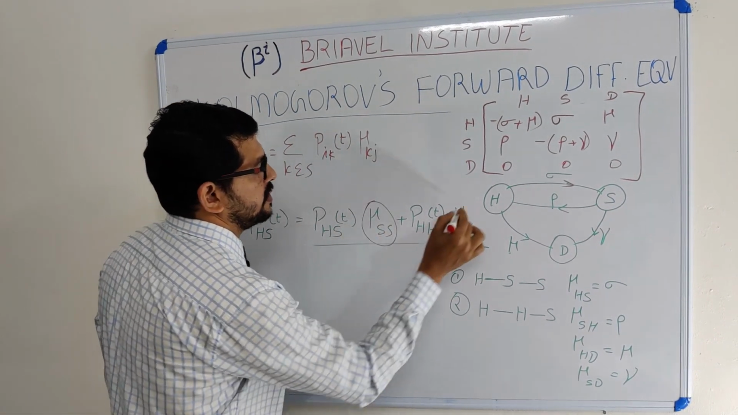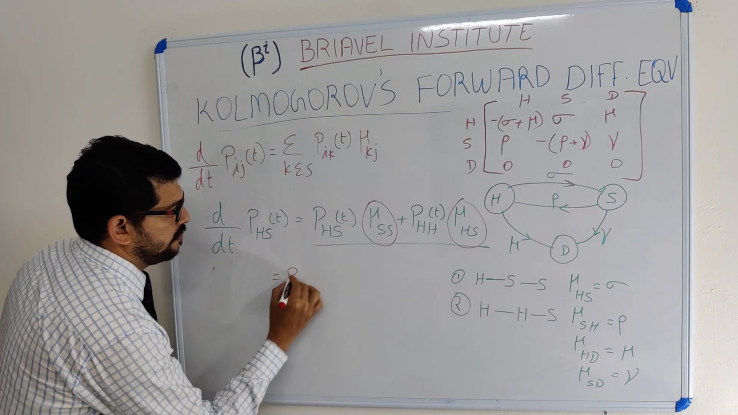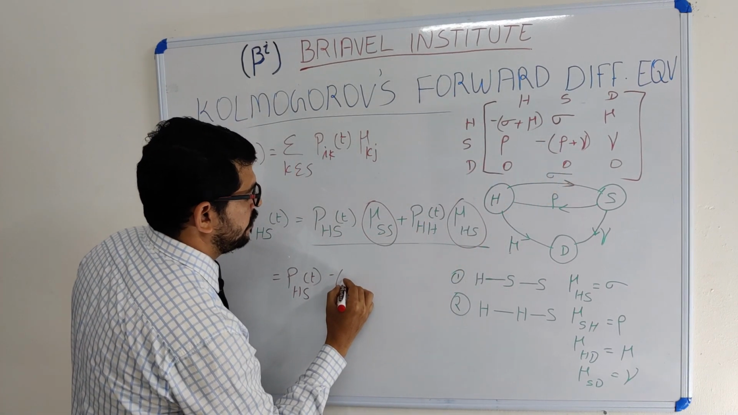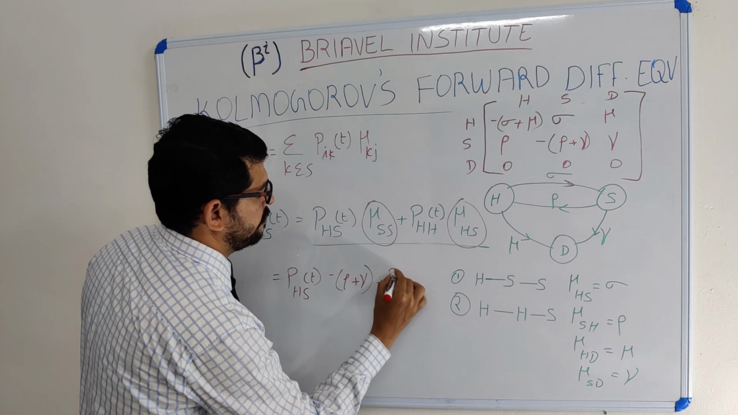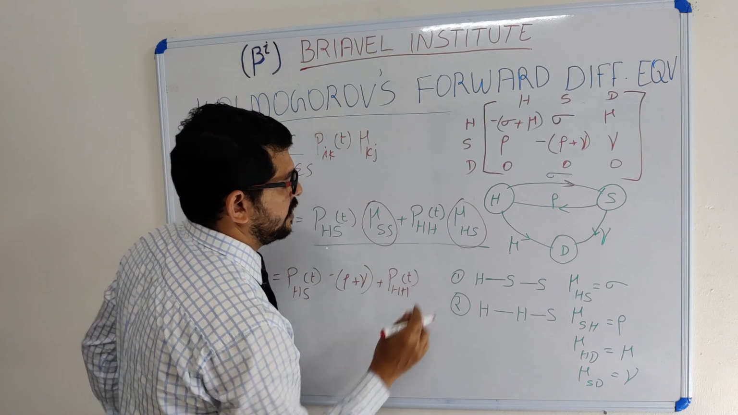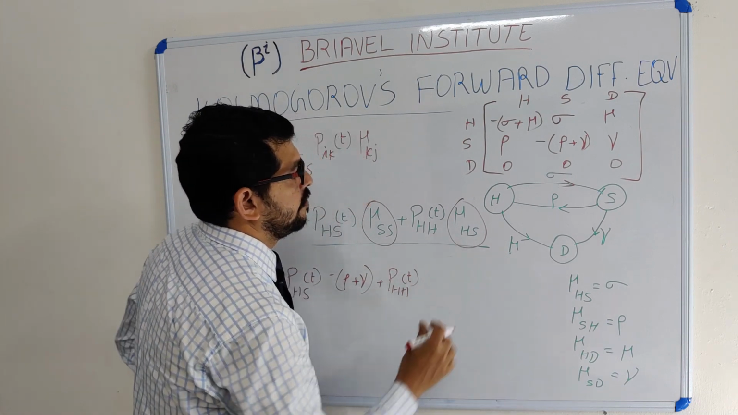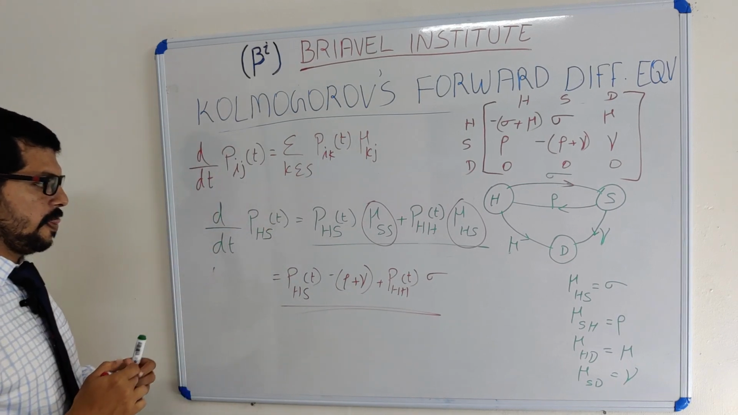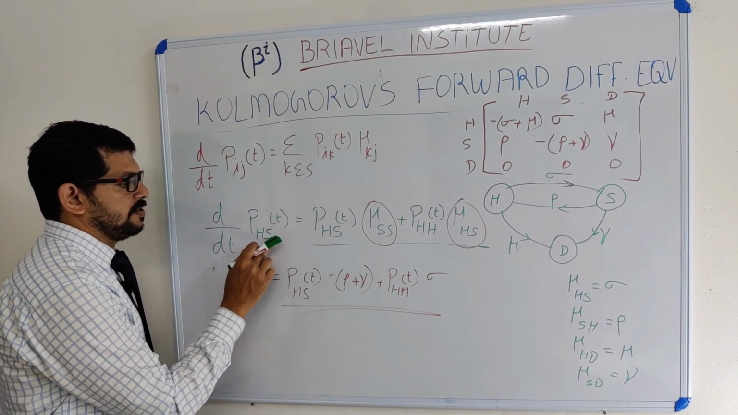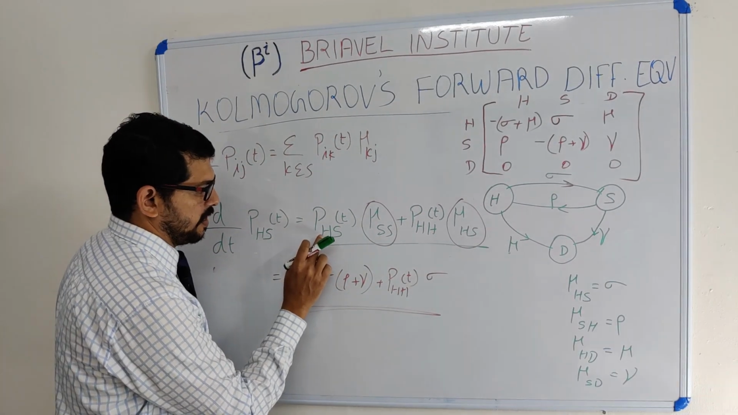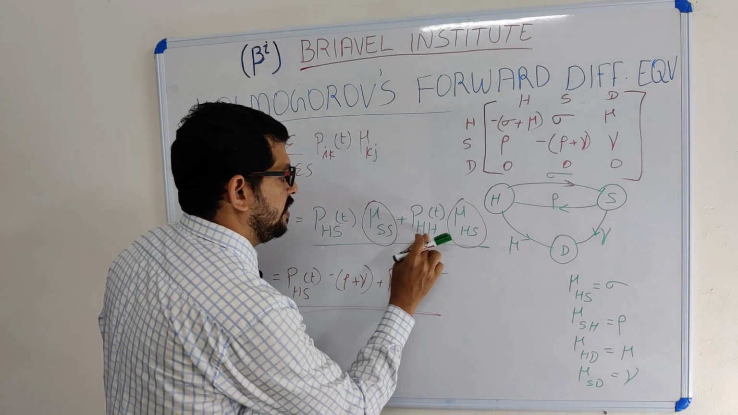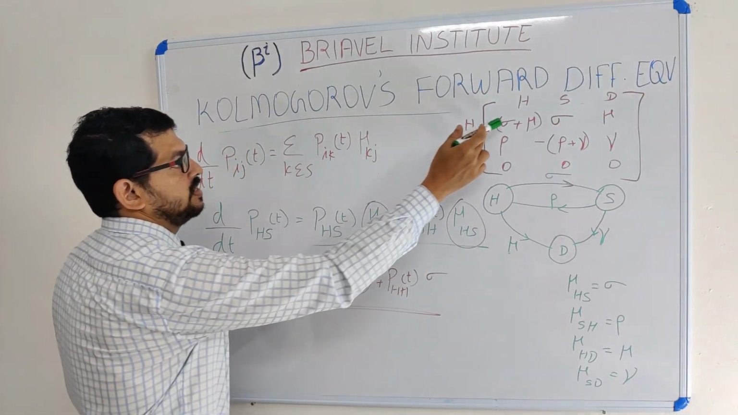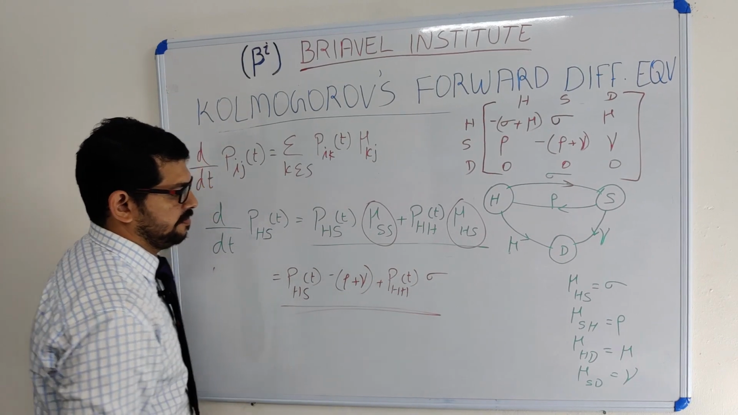So what are mu SS and mu HS? We know P of HS(t), mu SS continuing here is minus of rho plus nu, plus P of HH(t) mu HS. What is mu HS? It is sigma. So this is our equation. For the probability of H to S, we considered two options: H to S and then continuing here, or initially continuing H to H and then a transition happening. Both mu SS and mu HS we can substitute from our generator matrix values.